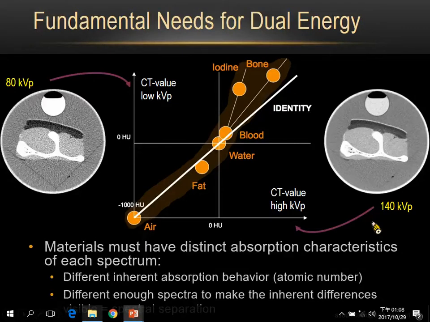The first thing we need is for the materials to have fundamentally different X-ray absorption behavior. And the other thing we need is different enough X-ray spectra to be able to demonstrate that behavior. So for example, if I have 140 kV here and 139 kV here, I'm not going to be able to differentiate these materials. So I need to have good spectral separation to acquire data with different enough X-ray spectra to be able to demonstrate this underlying difference in material properties.